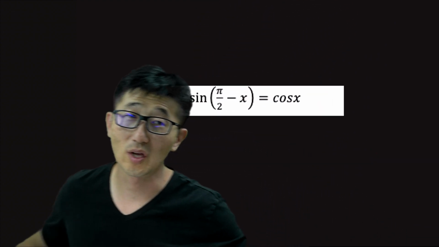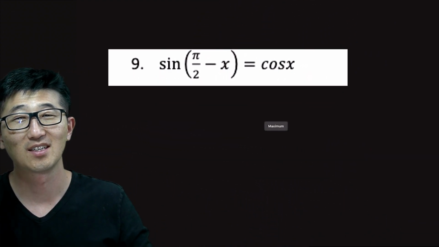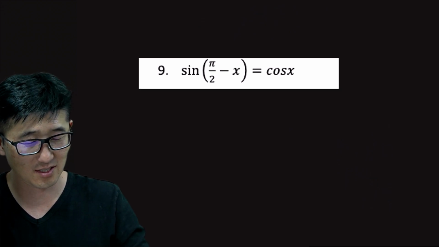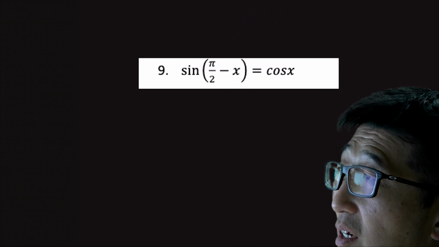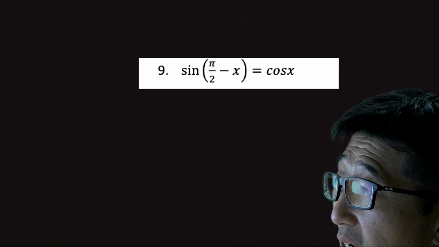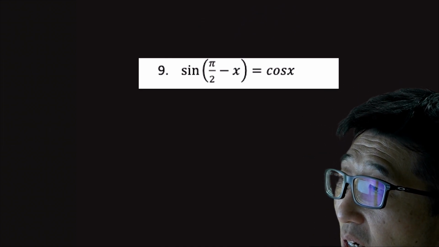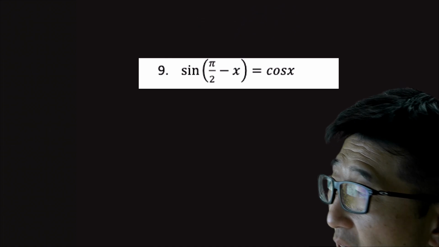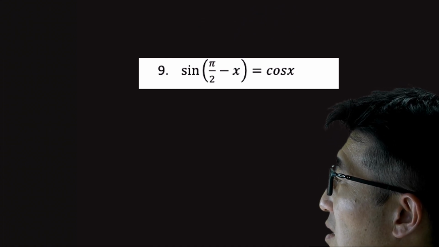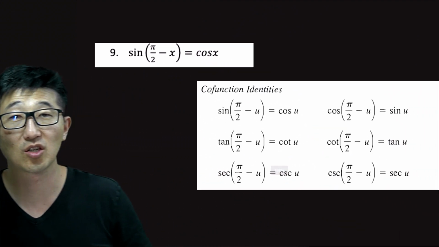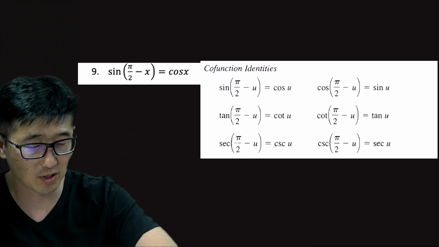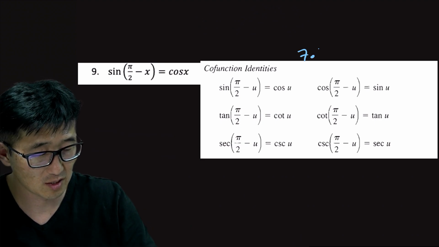All right, now this one, you have to actually know this. It's called a cofunction. Let me show you the equation. I think I remember seeing this. I wrote this down somewhere. All right, look. This is called cofunction identities. This is at 7.1.